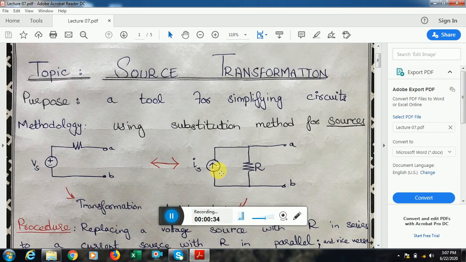This means that sometimes we might have a current source in parallel to a resistor, and that can be changed to a voltage source in series with a resistor. And the other way around, whenever we have a voltage source in series with a resistor between two terminals AB, the same thing can be replaced by a current source in parallel to a resistor between the same terminals AB. Please keep in mind that the polarity of the voltage source and the arrowhead of the current source are pointing towards the same direction.